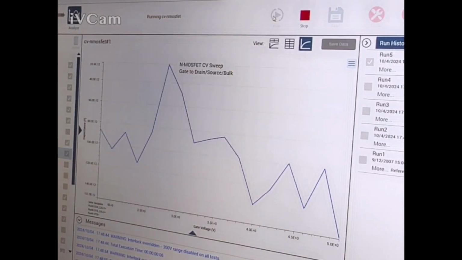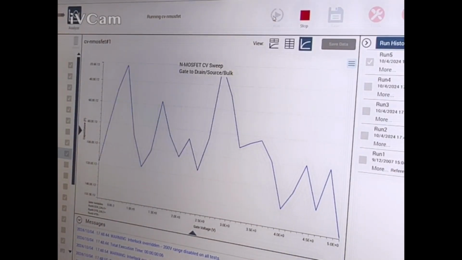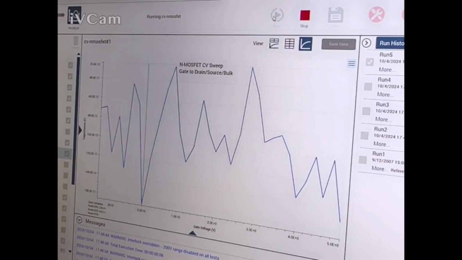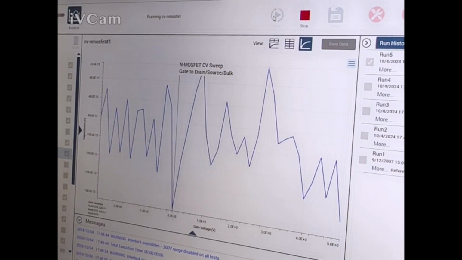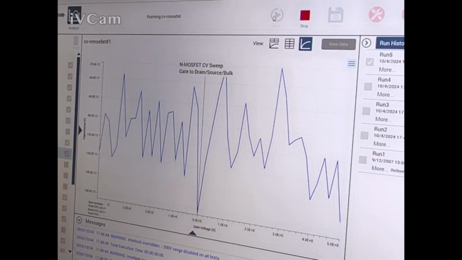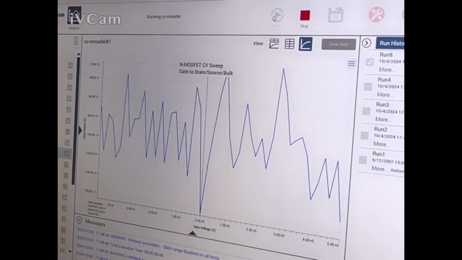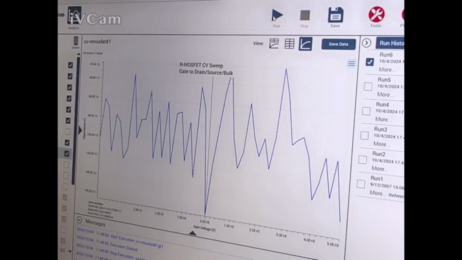There we go. I think that's better. Well, maybe not. That doesn't look right. Something's not working right here. Huh. What am I missing here? Missing something here.